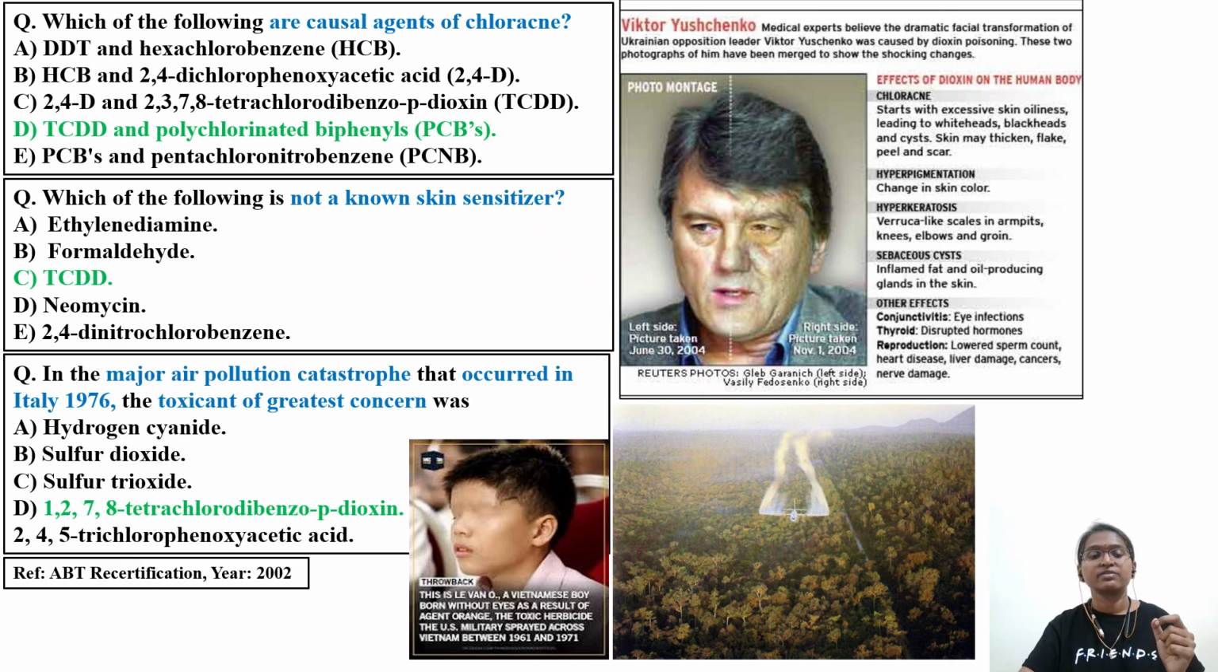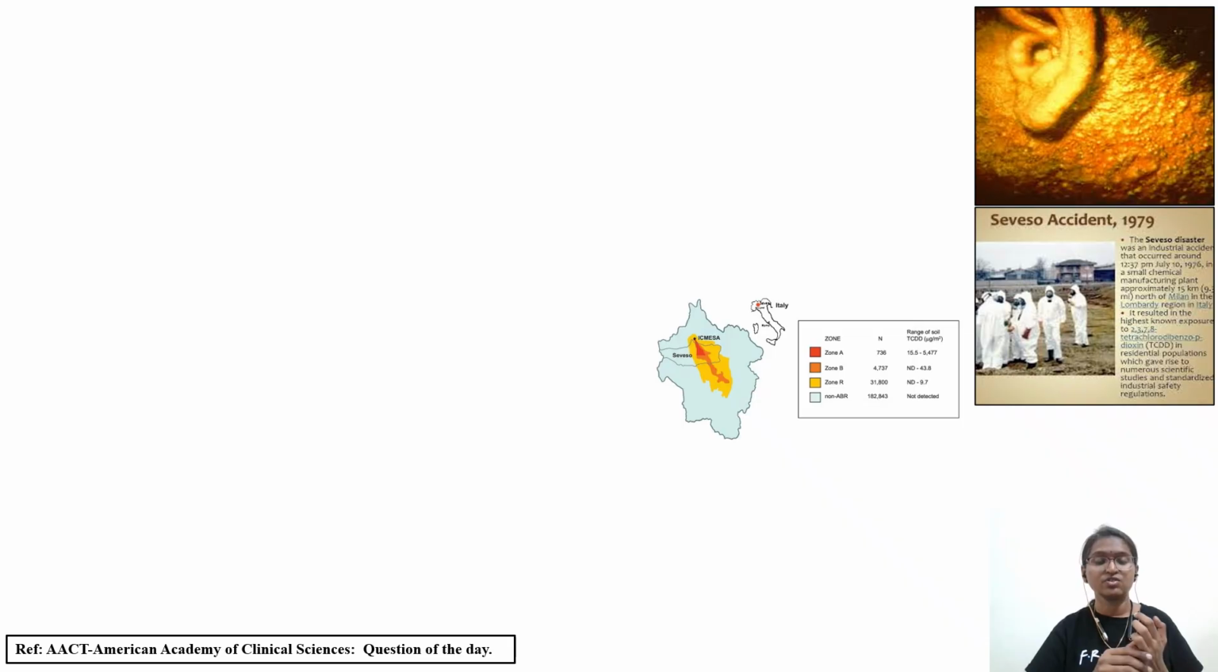Okay. Then next question is about the major air pollution catastrophe that occurred in Italy in 1976. So you have to read something about the Seveso disaster also. The toxicant of greatest concern was 2,3,7,8-tetrachlorodibenzo-para-dioxin. So TCDD is the one which was seen in the case of the Seveso disaster. So till now we have discussed questions from the American Board of Toxicology recertification question papers from the year 2000. Some questions were taken from 2007.